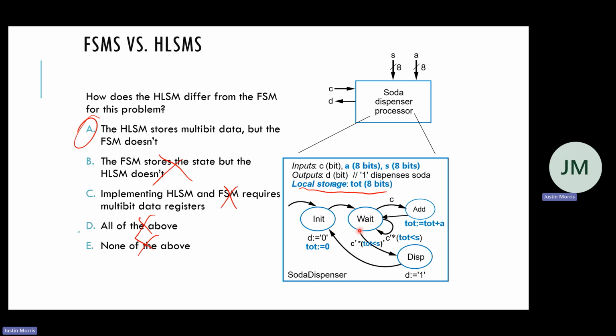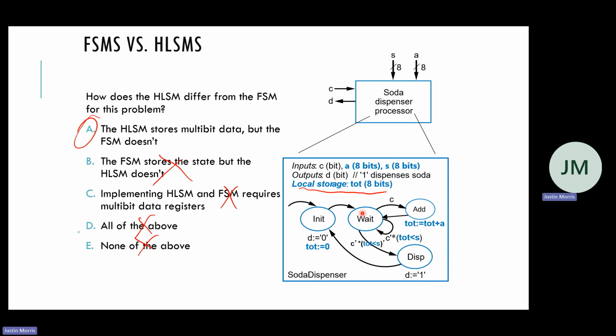And then in wait, we have these other transitions to go. If we get an input C, so an input C means the customer dispensed the coin, right? Then we go to add. And in add, we do total is total plus A, which was the value of the coin. And then we go back to wait.